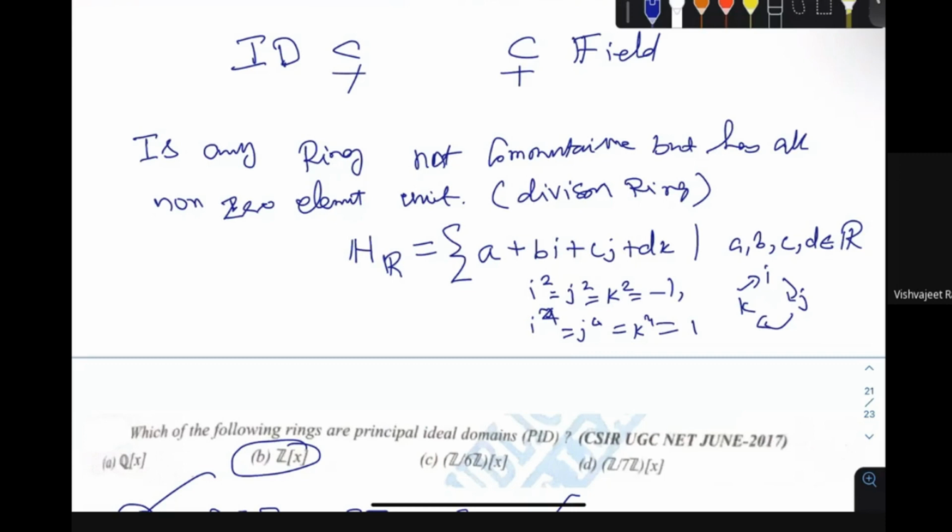This is an example where it satisfies every property other than commutativity. Clearly, as I told you, ij is k, but ji is actually -k. So it's not commutative by definition.